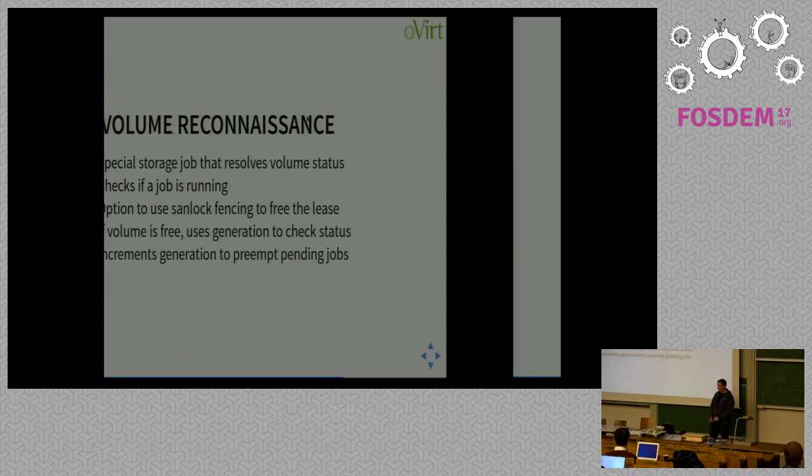We're going to use something I'm calling volume reconnaissance, and this is actually just a storage job like any other storage job, except its point is to resolve what's happening with the affected volume. So basically, we schedule it onto a host that we're able to talk to, and it's going to check if the job is running by way of trying to acquire the volume lease. That's going to give us that piece of information. And if it is able to acquire the lease, then it's going to be able to determine success or failure based on the value of volume generation.